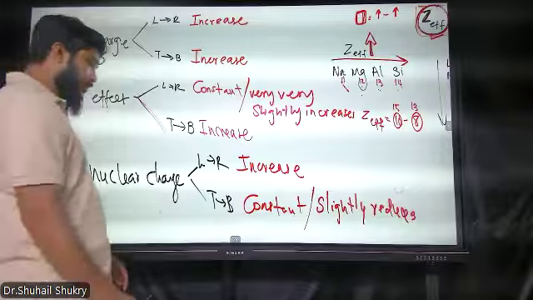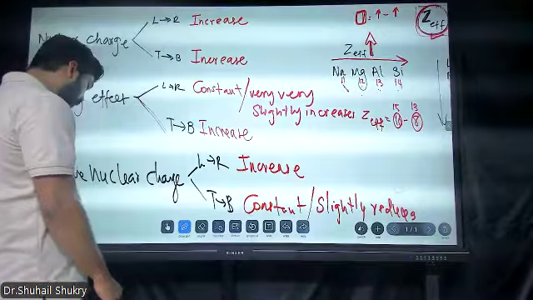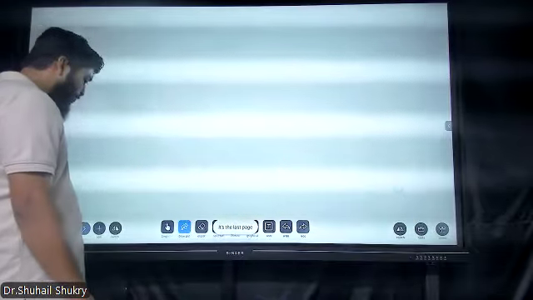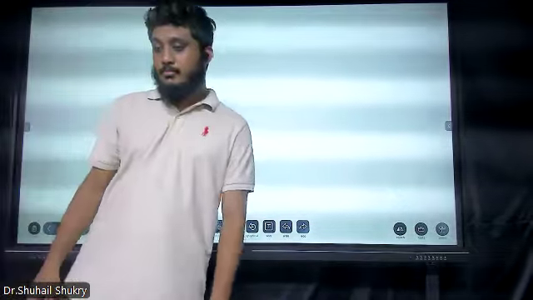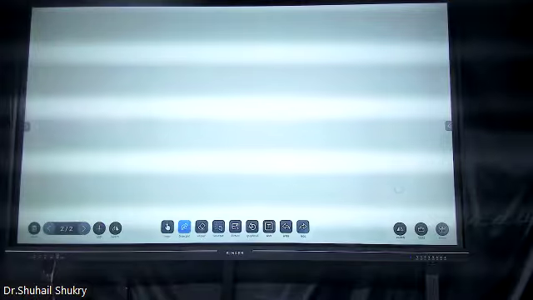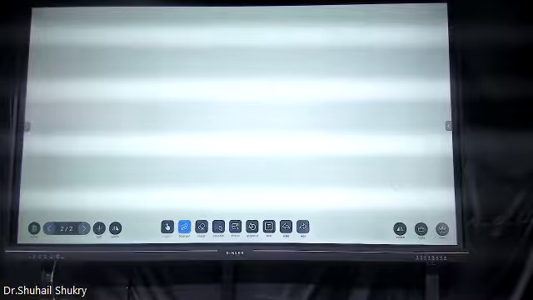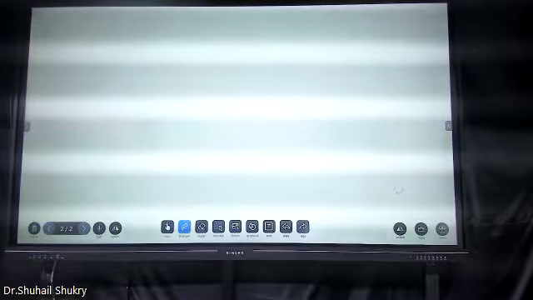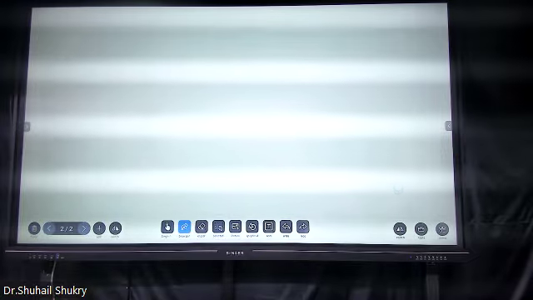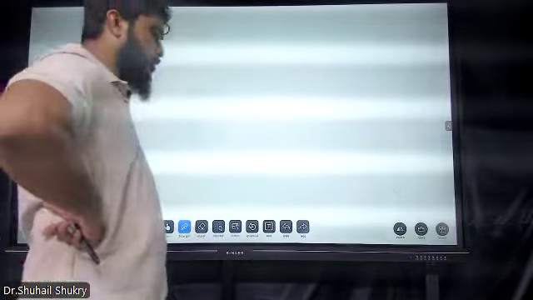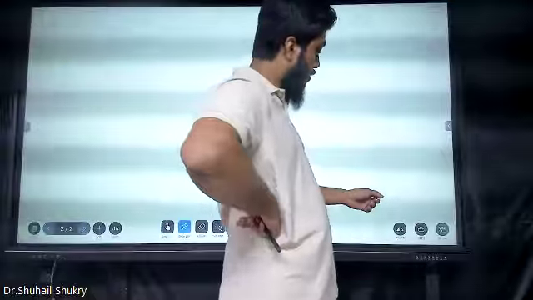What is covalent radius and Van der Waals radius? And what is metallic radius? Those things are there. What is Van der Waals radius, metallic radius, and covalent radius? This is a very easy topic.